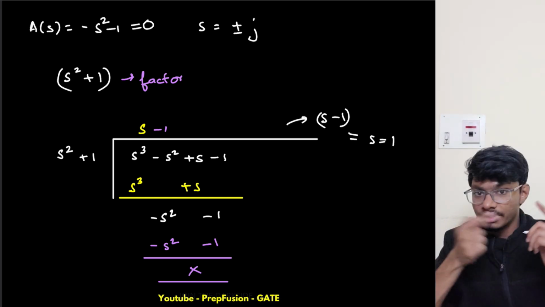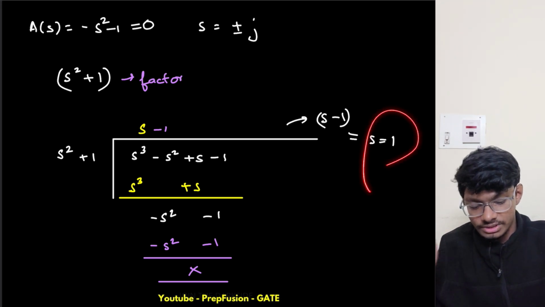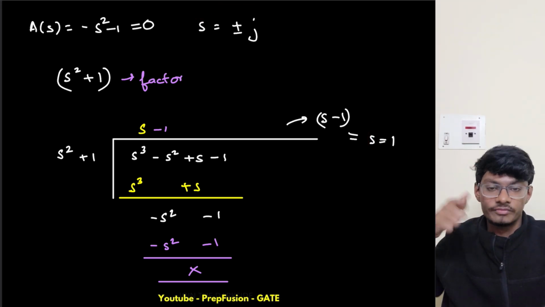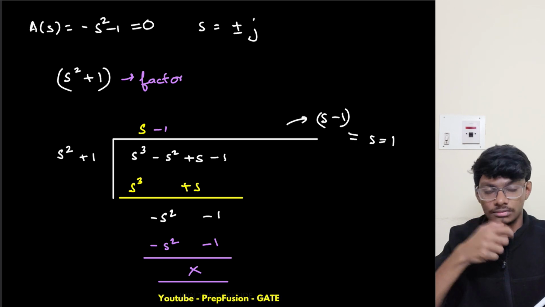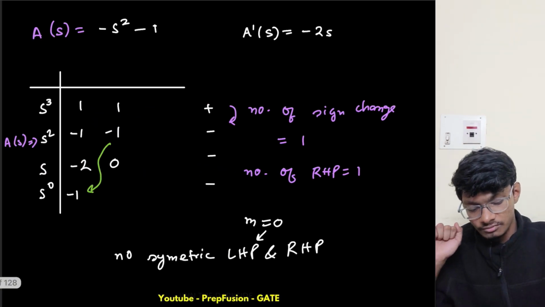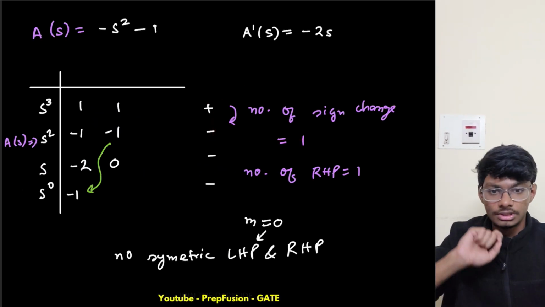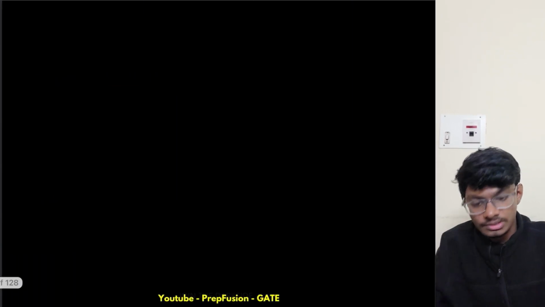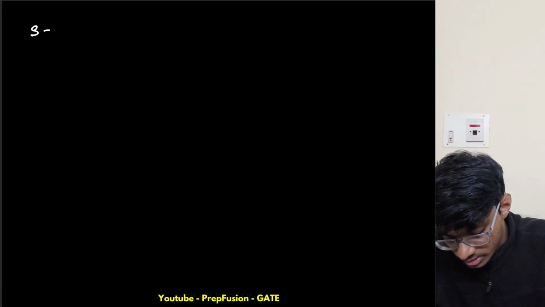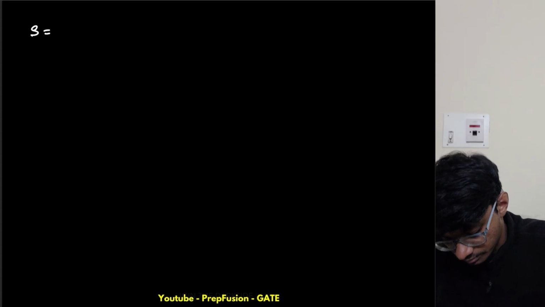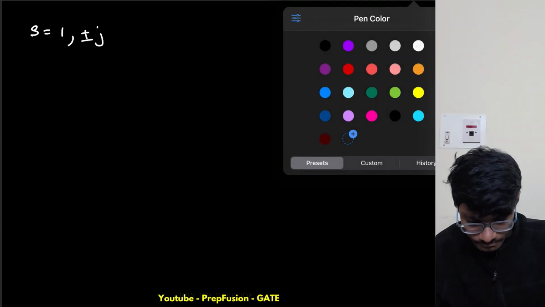So I get one right half pole, which was this one. Obviously, I got two poles on the imaginary axis. Obviously I have to get one right half pole, because I had the number of sign changes as 1, right? So how will my sigma plus j omega plane look like? So s will be equal to 1 and plus minus j, right? Plus minus j.